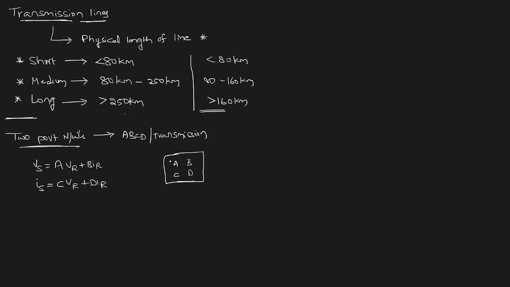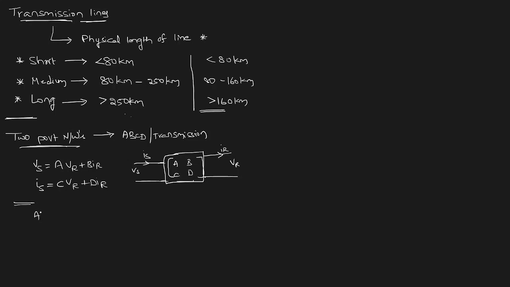A, B, C, D. This is the thing. Fine. For such kind of two-port parameters, the equations are as given. Now, let us see what the no-load receiving end voltage is. Fine. This is most important for analyzing the future things. This is the most important thing.